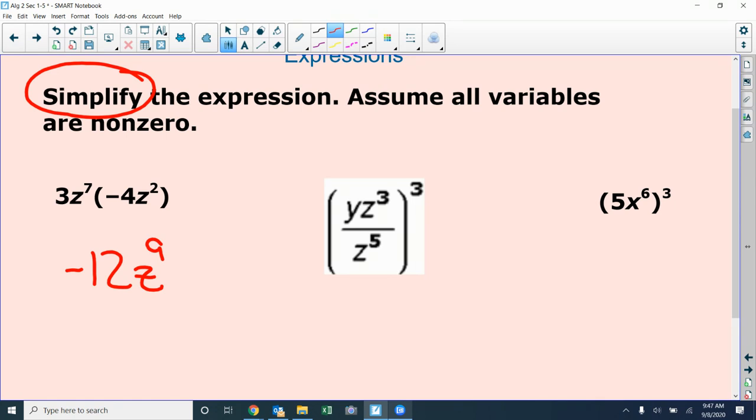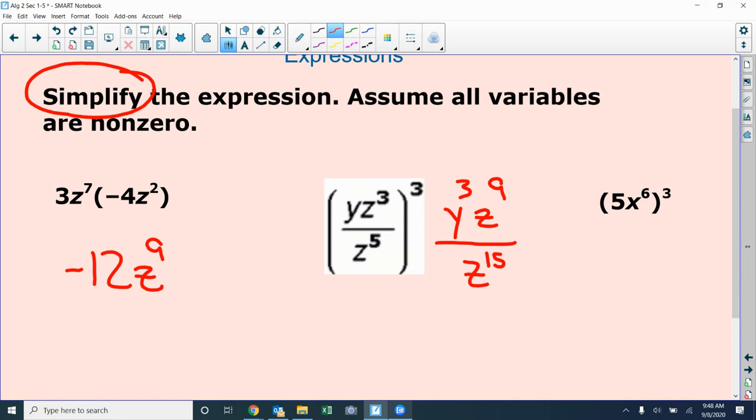So we're raising to the power. This is going to be y to the 3rd, z to the 9th, because that really means 3 of those, over z to the 5 times 3, which is 15. Did we understand raise to the power there? You could expand that, and then you would just add the exponents.